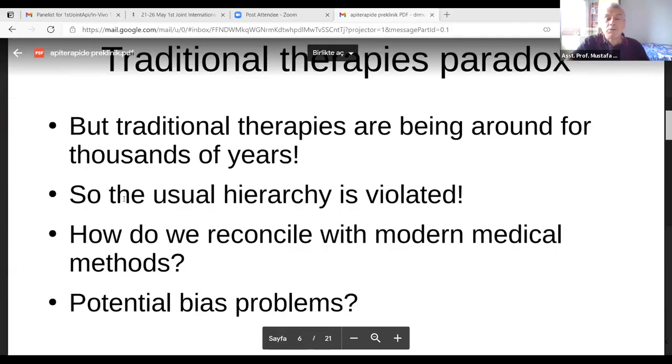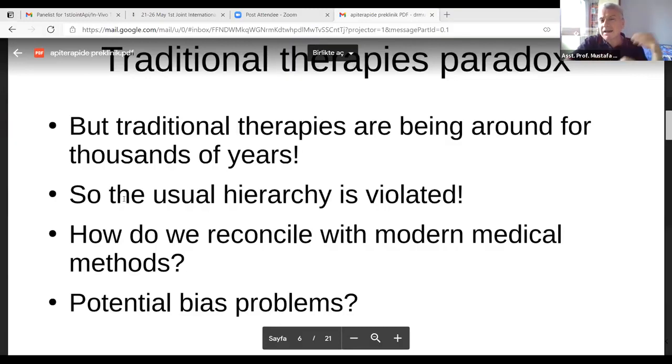Therefore, we don't follow the certain preclinical stage, clinical stage, phase stages, and we just jump into using them. Or it's been used for thousands of years, millennia. Therefore, we have a little paradox here, the traditional therapies paradox, if you like, meaning the usual hierarchy is violated. So how do we reconcile with modern medical methods?